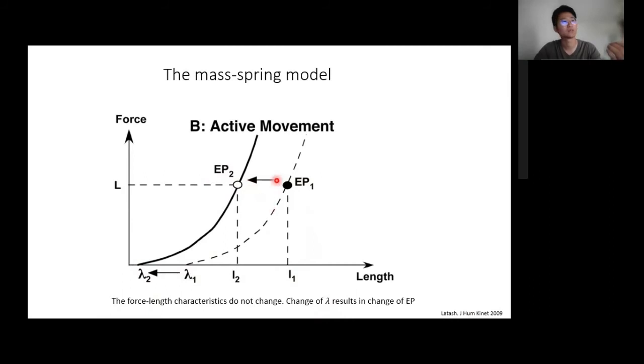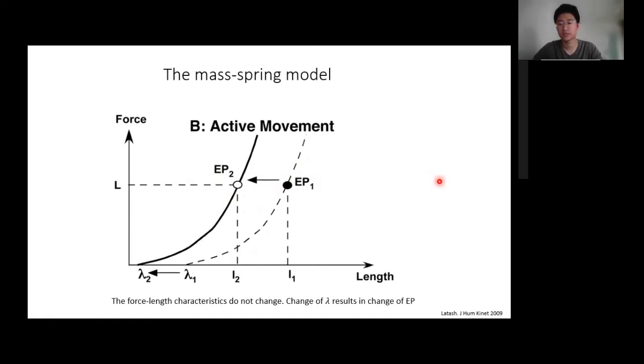And then the previous equilibrium point becomes deviated from the current equilibrium point, and then the reflex will act to bring your previous state to the current equilibrium point. And this will result in a length change of the muscle. Okay, I hope this is clear for you.